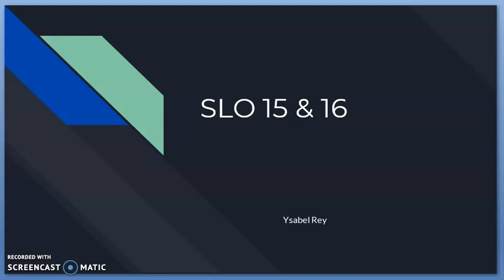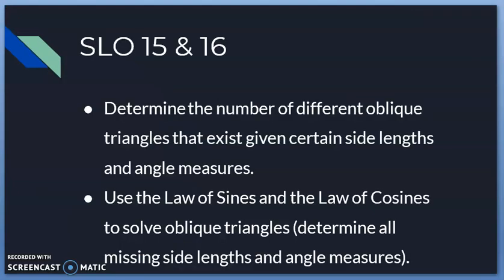Let's take a look at SLO 15 and 16. This is part 2, and we're going to be continuing off where we left off with the law of sines. But again, the goals of this video are to be able to determine the number of different oblique triangles that exist given certain side lengths and angle measures, as well as use the law of sines and the law of cosines to solve oblique triangles. We will be determining all missing side lengths and angle measures. But let's continue back at the law of sines involving SSA triangles.